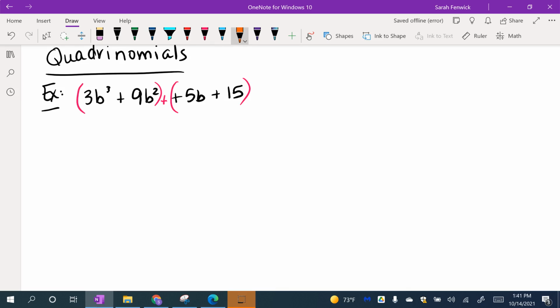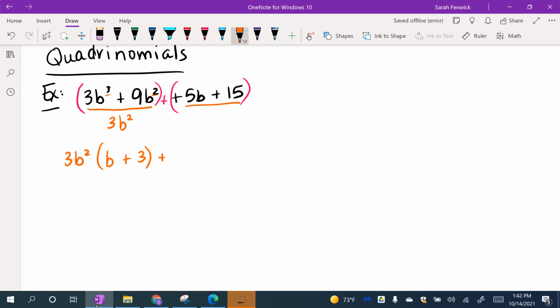Next, we look for our GCF for each group. So what GCF can we take out of here? 3 and 9 can both be divided by 3. B to the third and b squared, you always take the smaller power of the variable as long as everybody has that variable. Remember, when you take out a GCF, you're dividing and it stays out front. It's kind of like undistribute. And that gives us 3 divided by 3 is 1, b to the third over b squared is b, plus 9 divided by 3 is 3, b squared over b squared is 1. I don't need to multiply by 1.